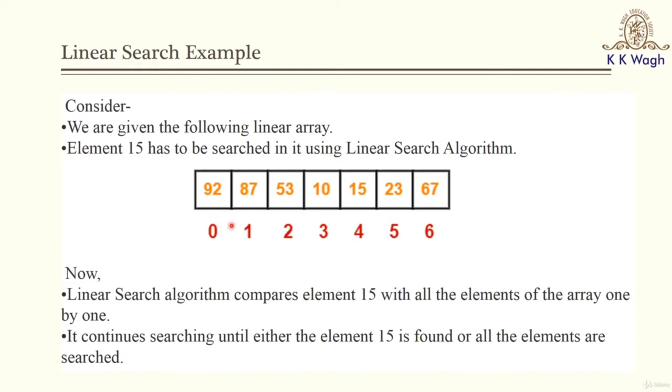So it will jump to the next location. On the next location, the number 87 is there. Again it will compare 15 with 87. Again they are not equal, so it will jump to 53, then 10, then it will reach 15. At position number 4, it will see that the number stored in the array is equal to the number we are searching for. Both are the same, that is, there is a perfect match. That means this particular search is a successful search. So it continues to compare each and every element in the array till it reaches the location where it finds that element, or there is the end of the list.